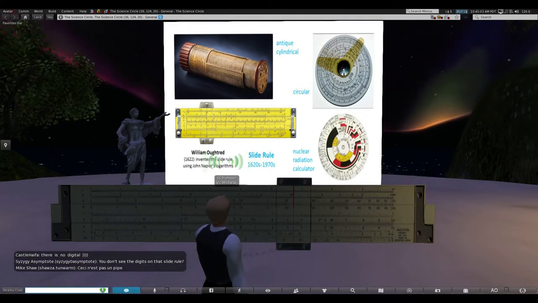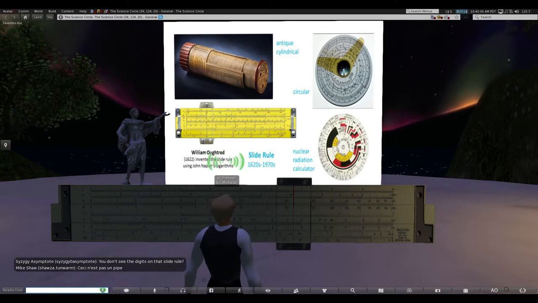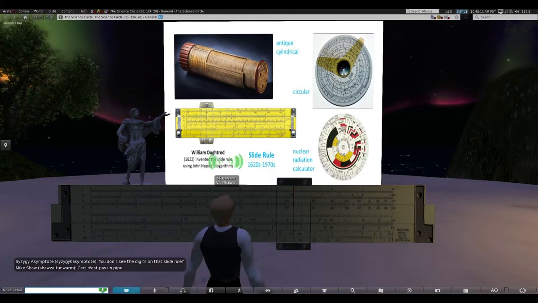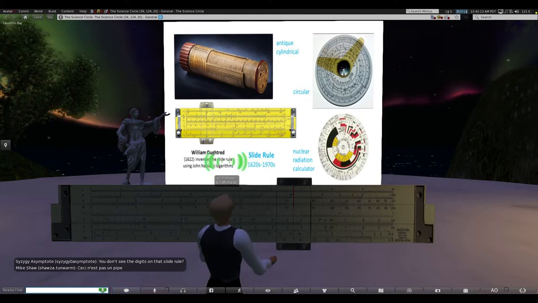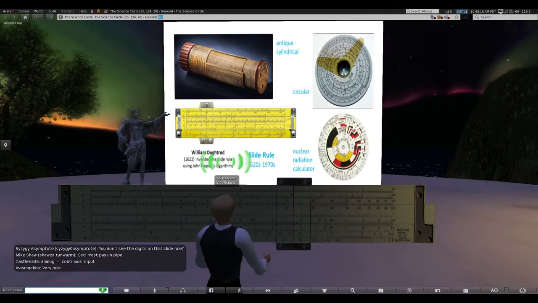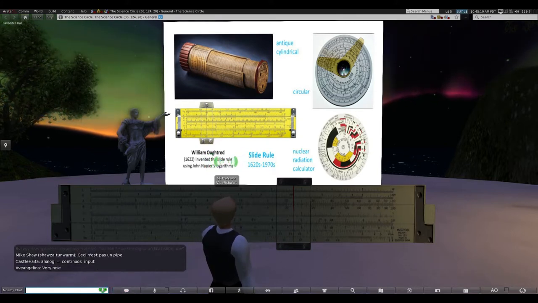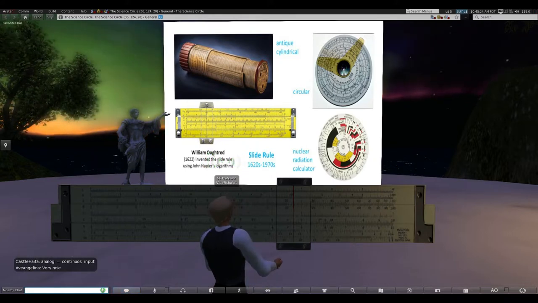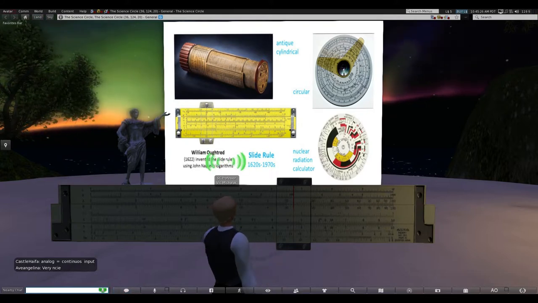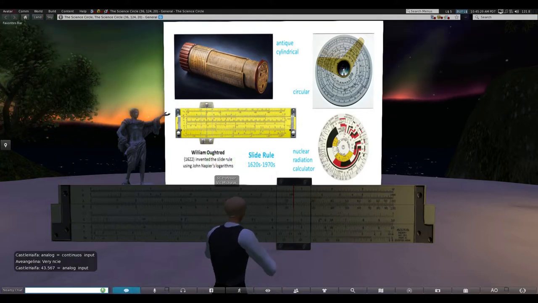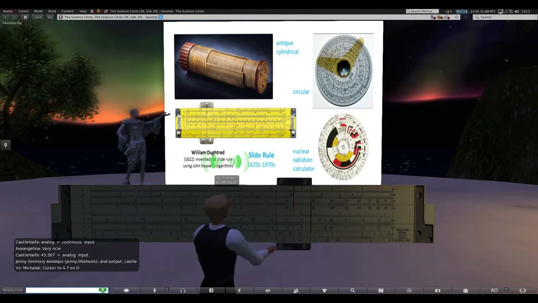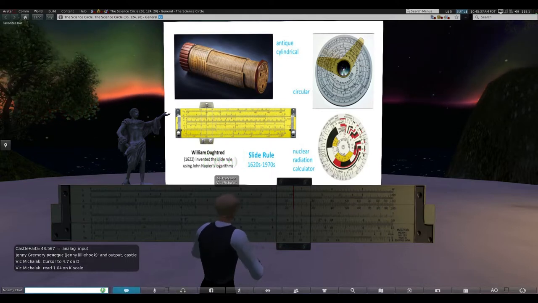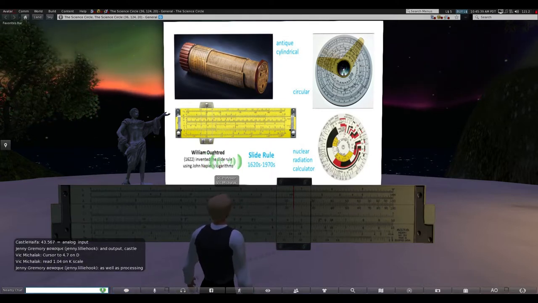You can read it and it says 22. And indeed, 4.7 squared is 22. The other thing is, if you wanted to do 4.7 cubed, you'd go up to the B scale, or excuse me, the K scale. So what you do is 4.7 on D here, and then you read 1.04 on the K scale, which is above that.